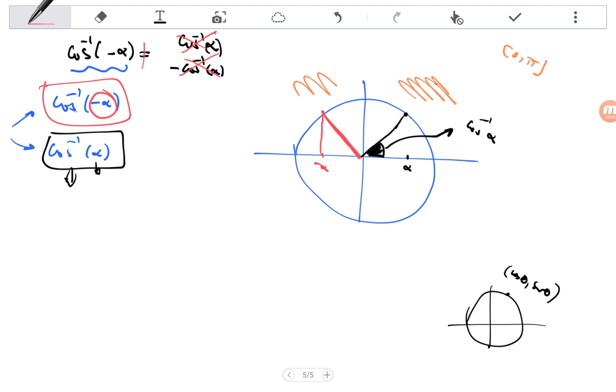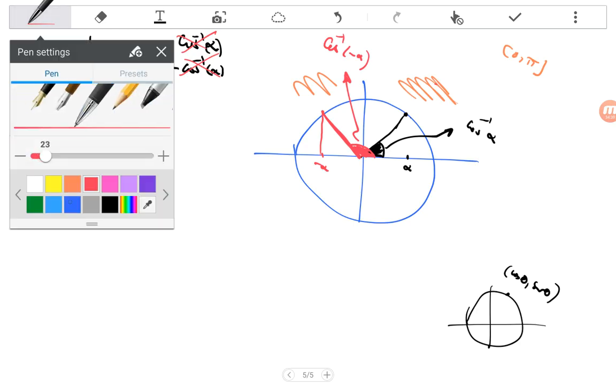An angle must be measured. An angle always starts... Does it start here? Is this the meant angle? No, this is not how I express the angle. An angle always starts from the positive x-axis. So this is the angle. That red angle is just the cosine inverse of negative alpha. Okay? So these are these two angles.